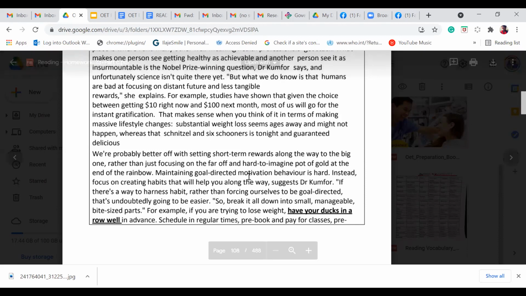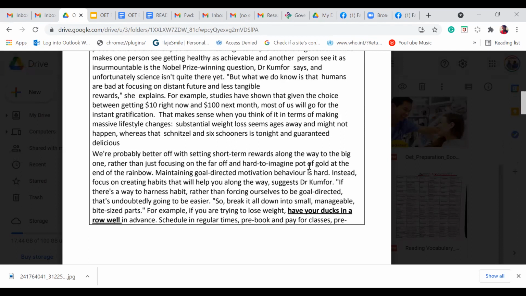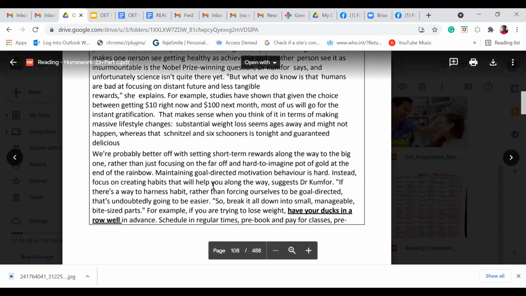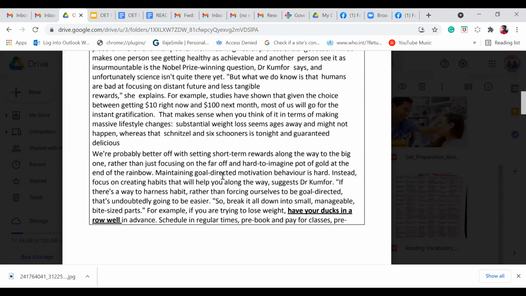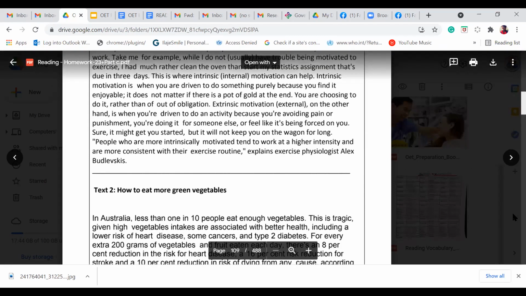Remember, I said, if you are struggling to get an answer, please go to the next question. Go to the next question if you're struggling. You're probably better off with setting short-term rewards along the way to the bigger one rather than just focusing on the far off and hard to imagine pot of gold. Is this talking about the same study? So what is the answer? Is it talking about long-term goals?